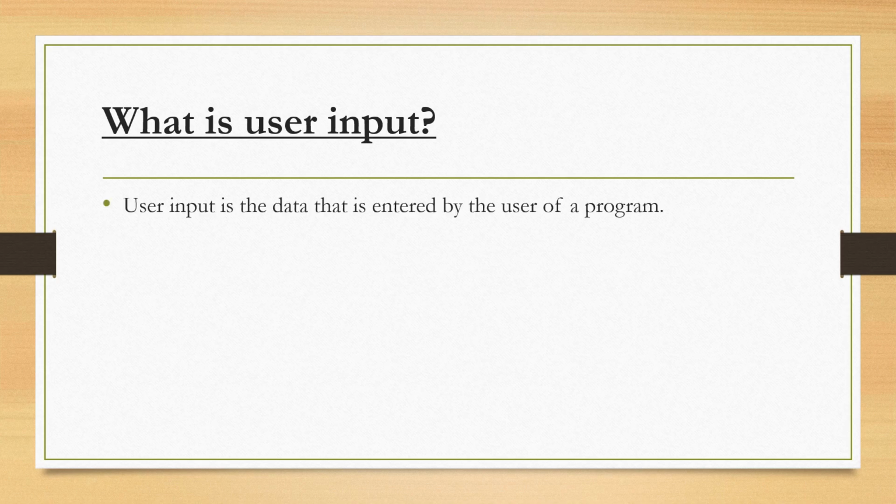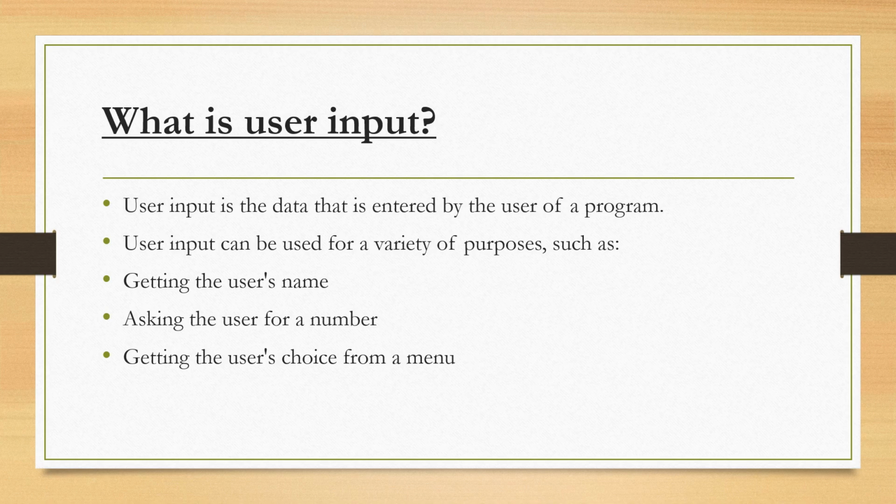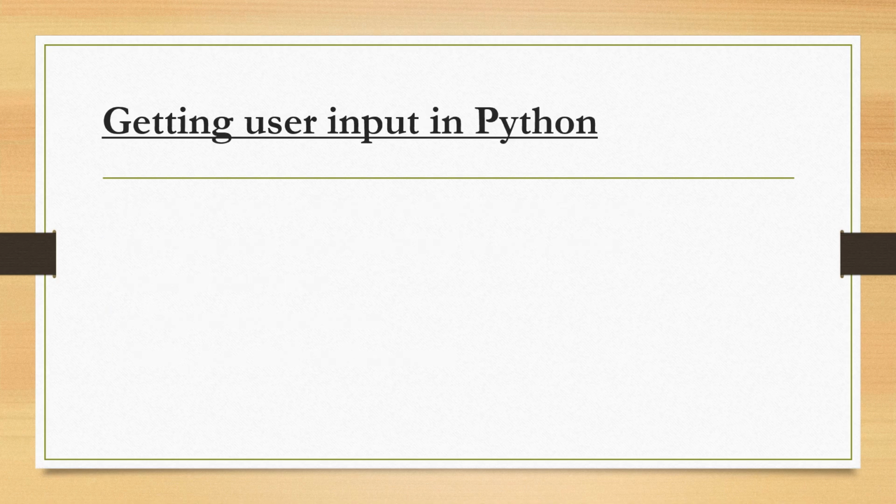So user input is the data that is entered by the user of a program, and after taking that data we are going to perform some specific task. So user input can be used for a variety of purposes such as getting the username, asking the user for a number, getting the user's choice from a menu. So these are the purposes or tasks we have to perform on user data. Now getting user input in Python. So how we can get user input in our Python code.